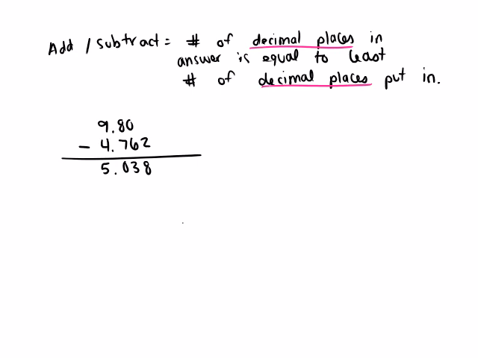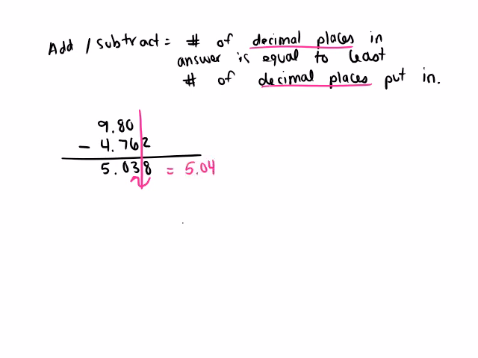Now we have to round, okay? 9.80 has 2 decimal places, whereas 4.762 has 3 decimal places. So that means that my answer can only have 2 decimal places. This 8 will bump the 3 up. So my final answer would be 5.04.